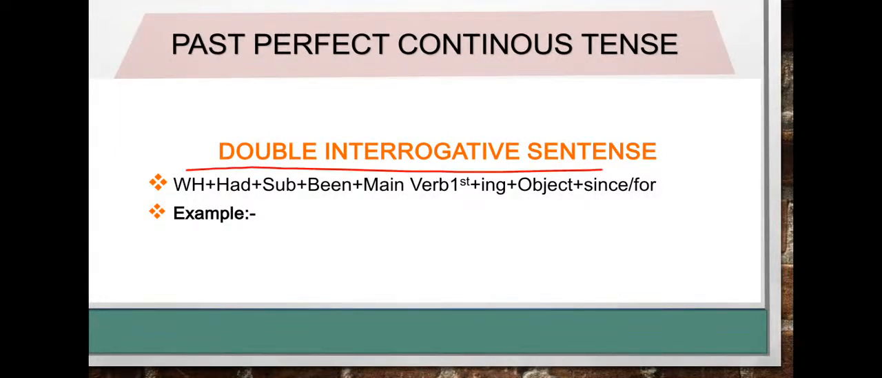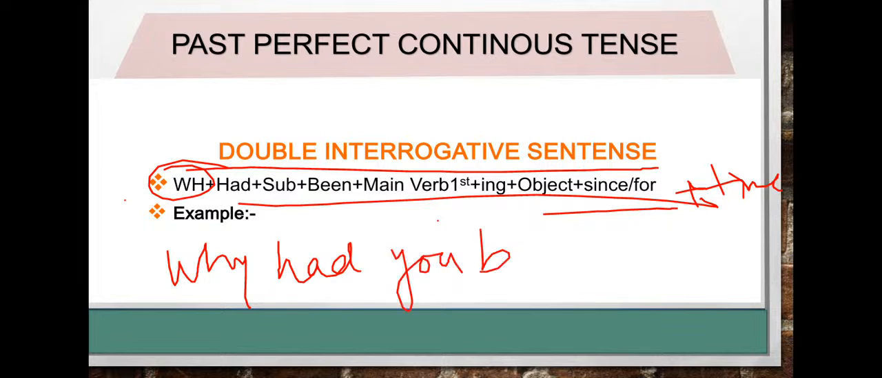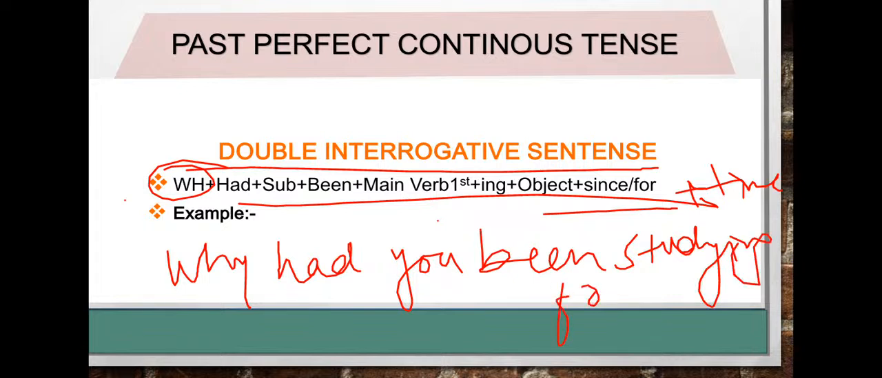Okay. Now, double interrogative sentences: we have the WH question and the helping verb right here, just like the interrogative one. Had plus subject plus been plus the fourth form of the verb, then object, since or for plus time. Examples. Why had you been studying for, the object is not important, okay, I'm missing the object, for 10 hours? Why had you been studying for 10 hours? It's a big amount of time. Take some rest.